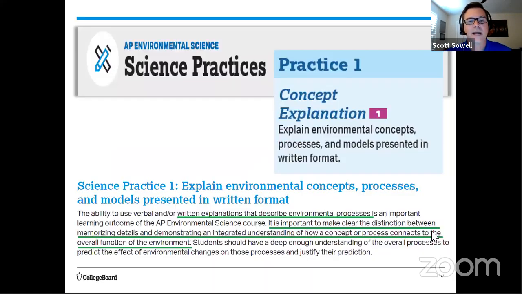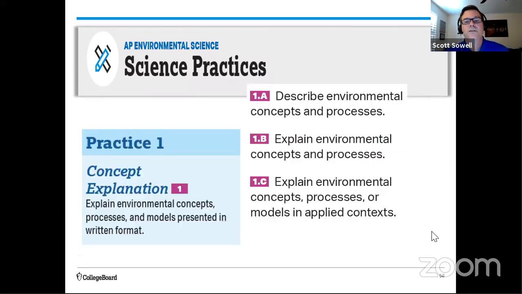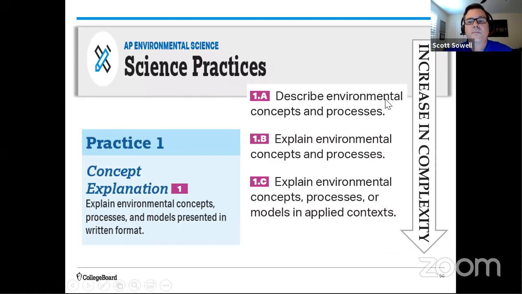So let's do an exam practice. This again is asking you to do a concept explanation. Can you explain environmental concepts, processes, and models presented in written format? You should be writing like you've taken the course, using appropriate vocabulary and depth of explanation. This one goes from more simple to more complex, describing things and explaining things, and then explaining things in different contexts. Can you use what you know in a novel situation or in a new situation?